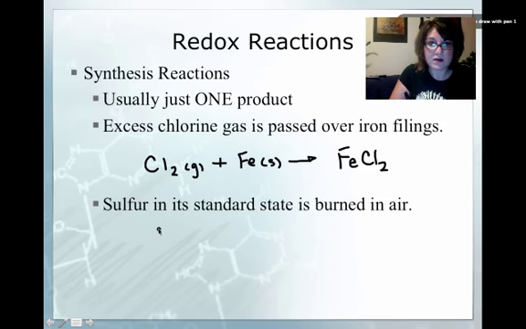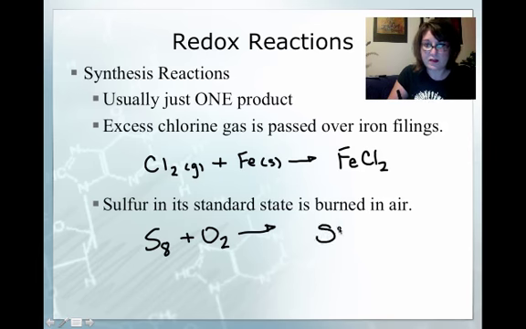Sulfur in standard state is S8, and it's burned in air. So what would we predict for this product? Well, I would predict S and O to come together. So what could I make? I could make SO2 gas, I could make SO3 gas, but I probably won't make SO4 gas because that SO4 makes a polyatomic ion. So either one of these, and then we balance the atoms.